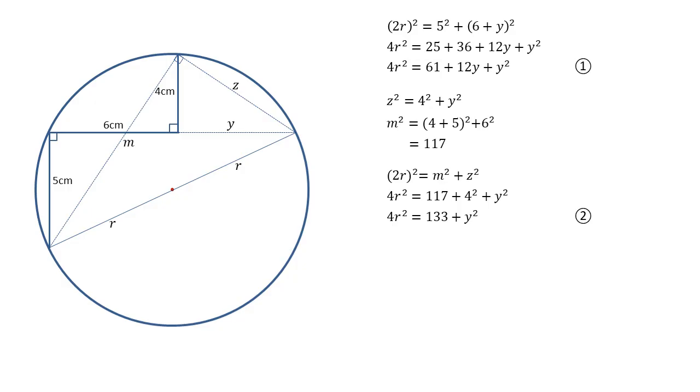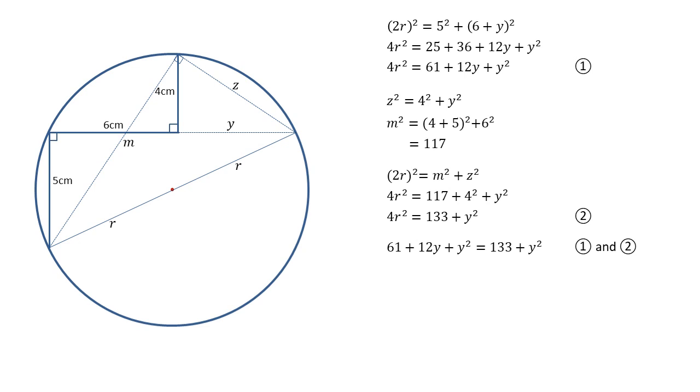Right, we're almost there now. We've got two equations, 1 and 2. They've both got two unknowns, r and y, so we should be able to bring these together to solve it. Now what I notice here is that both of these equations have got 4r squared on the left hand side, so we can bring the right hand sides together and set them equal to each other. So 61 plus 12y plus y squared from equation 1 is equal to 133 plus y squared from equation 2.